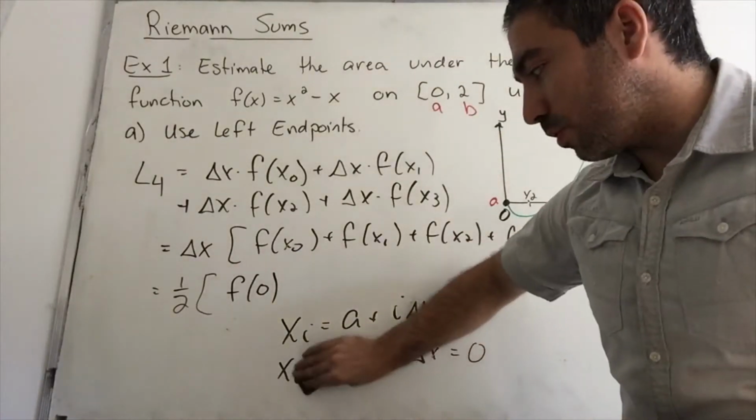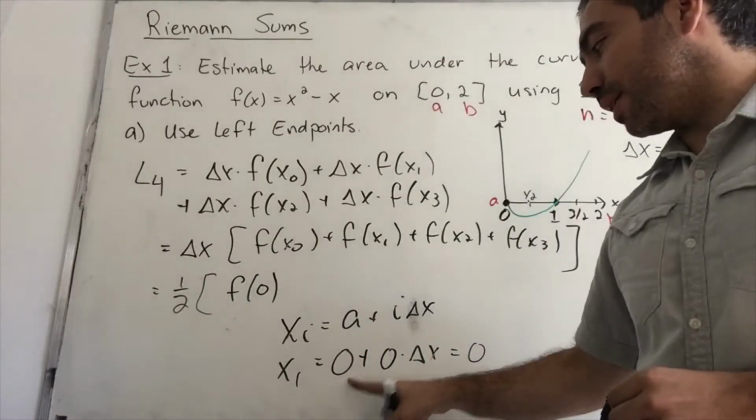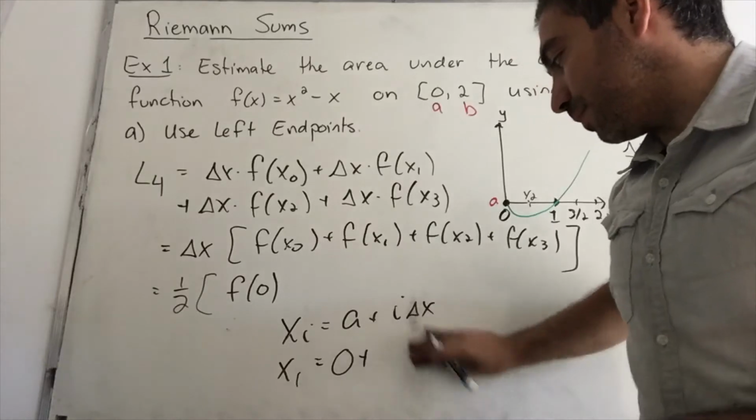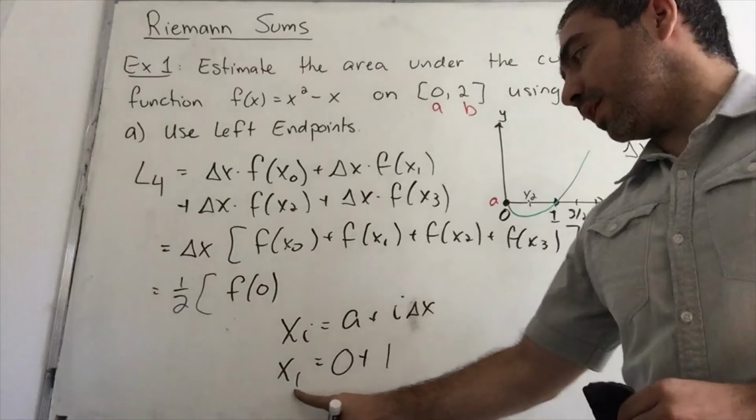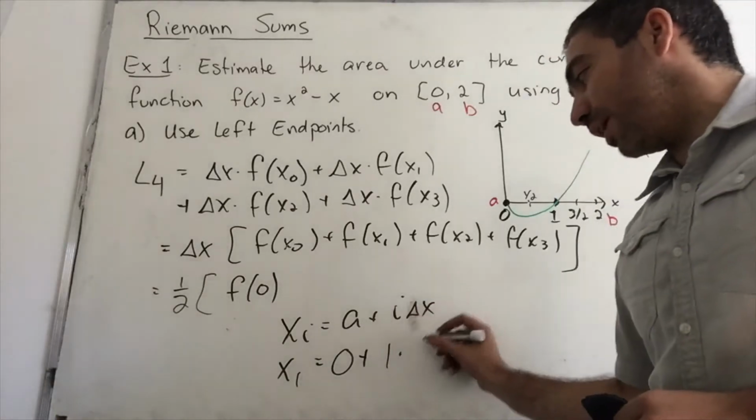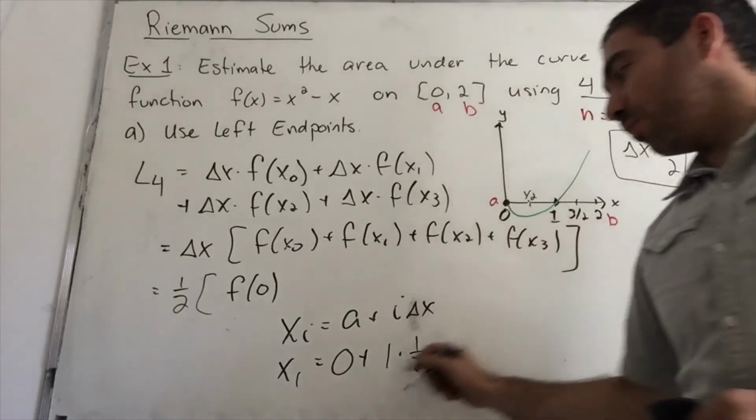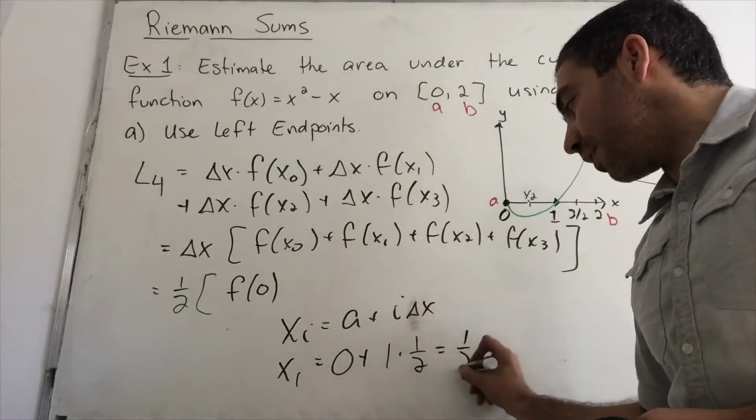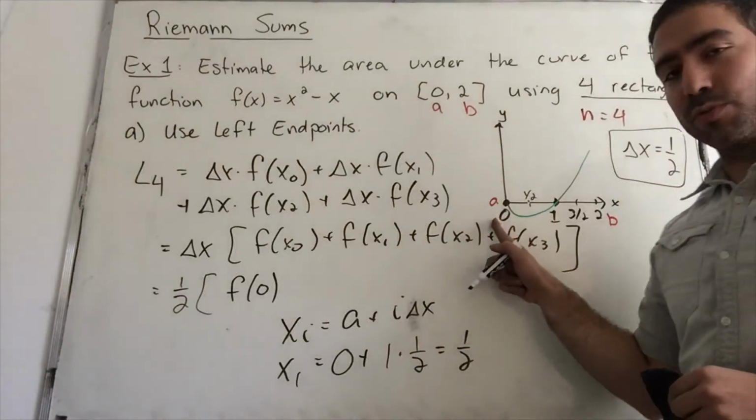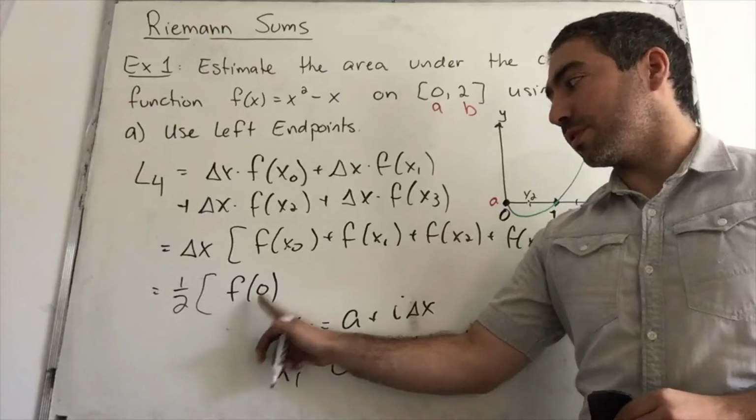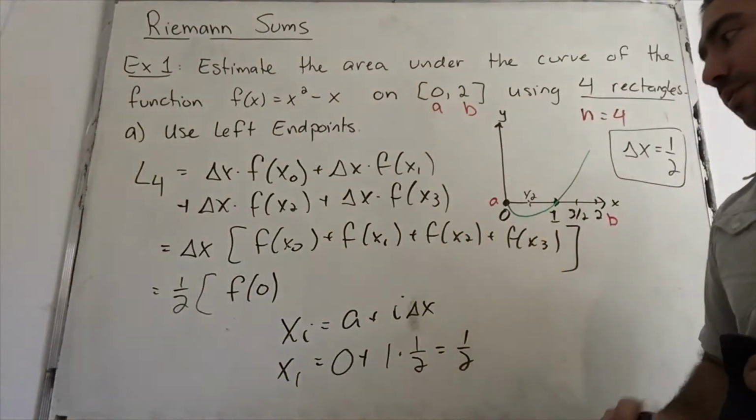Just because I don't have room, I'm going to have to erase this. Now the next index is 1. What if we have a 1 here? Well, a remains as 0, and the index is 1, times delta x. What's delta x? We just said it's a half. So we have 0 plus 1 times a half, which is just a half. So our x1 is a half, as we expect, because our starting point was 0. x0 was 0, and the next one we shift by delta x, so we expect it to be at a half. This makes sense.